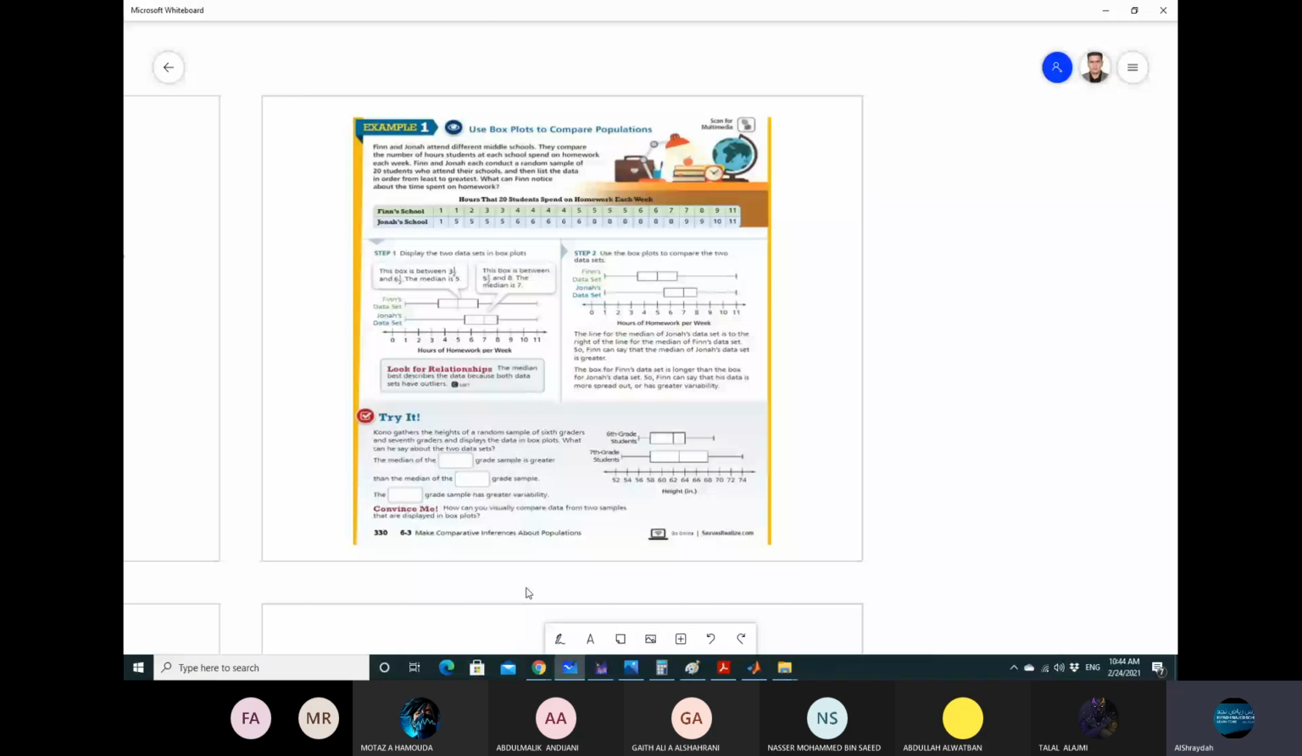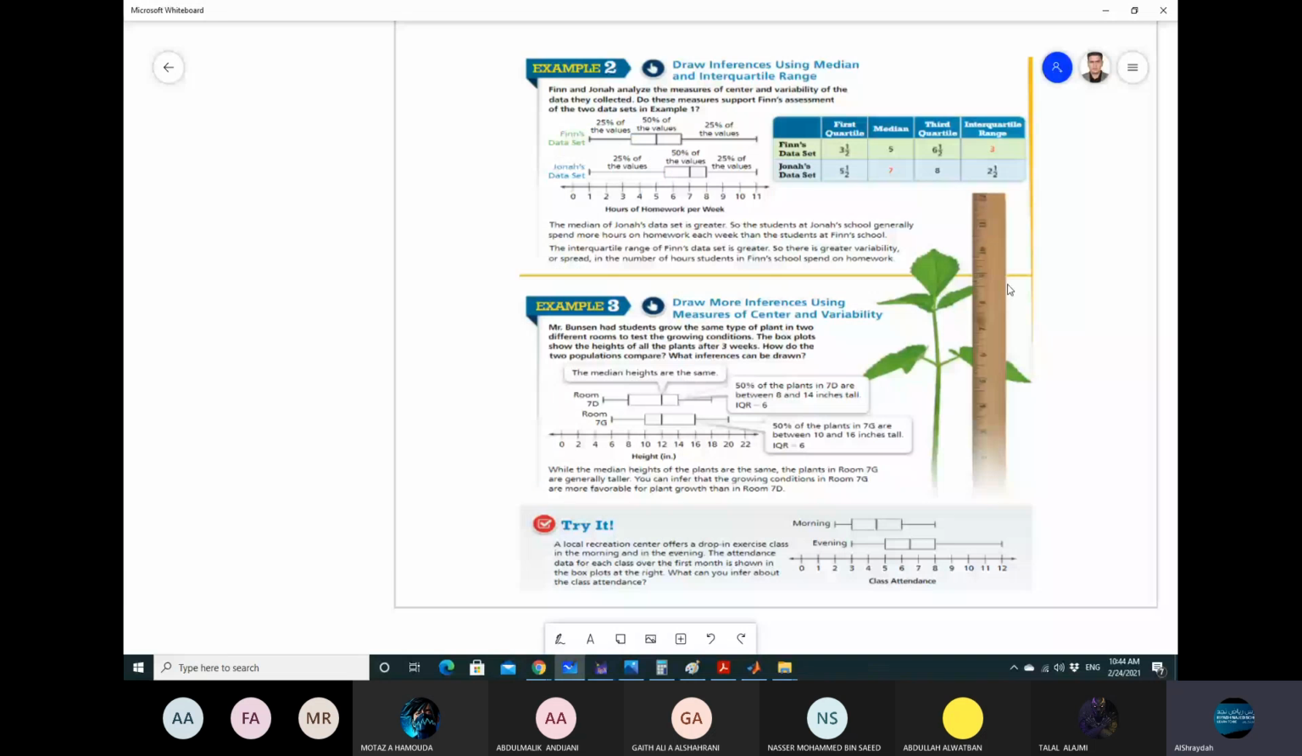In the second example here, who can read the second example? Students, please concentrate. Here we have two box plots again. Finn and Jonas analyze and measure the center and variability of the data they collected. Do these measures support Finn's assessment of the two data sets in example one?